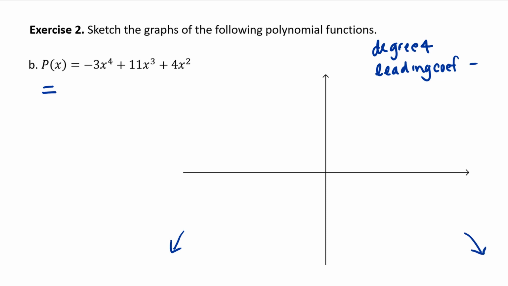Not a whole lot of other information. Now we've got to go back to factoring. I'm going to factor out a -x squared. Then -3x to the 4th divided by -x squared would be +3x squared. Factoring out a negative from the middle term, +11x cubed divided by -x squared would be -11x. And for the last term, 4x squared divided by -x squared would just be -4.